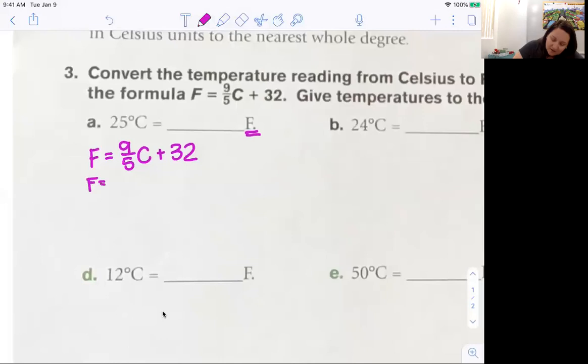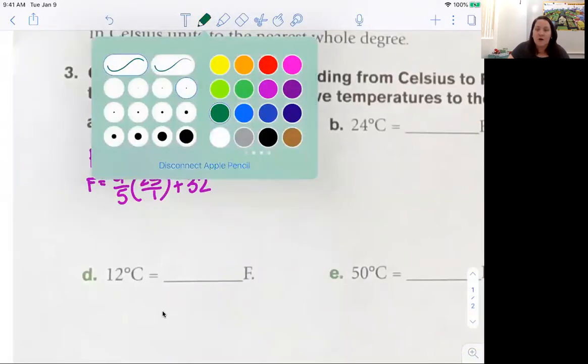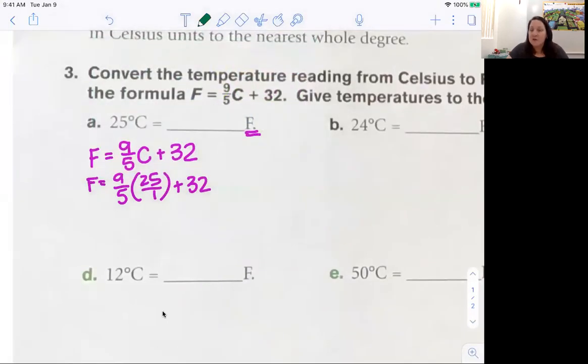F equals 9/5 times 25 over 1 plus 32. Remember, if it's a whole number, we have to put it over 1. Now, at this point, we can start canceling. 5 and 25 share a common factor of what? 5. So we can cancel here. 1, 5, and 5, 5 5s in 25. Now we can just multiply and add. So Fahrenheit equals 9 times 5, which is 45 plus 32.